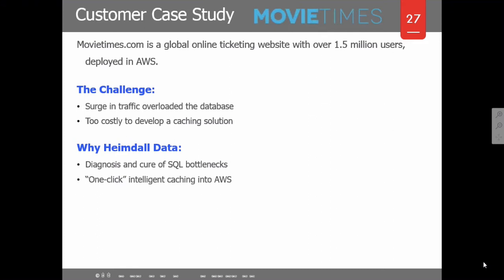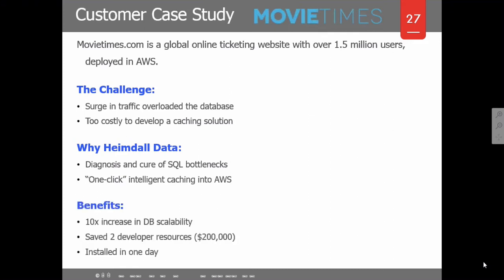So why Heimdall Data was interesting is you can do a diagnosis and cure of the SQL bottlenecks. So what is taking time in the application and how much is the database being used and can that be improved? And what they wanted is to be able to intelligently cache to Amazon Web Services to reduce the load on their database tier. That was their goal. So in one day, they deployed Heimdall and Hazelcast. So now we could do caching of this existing application.